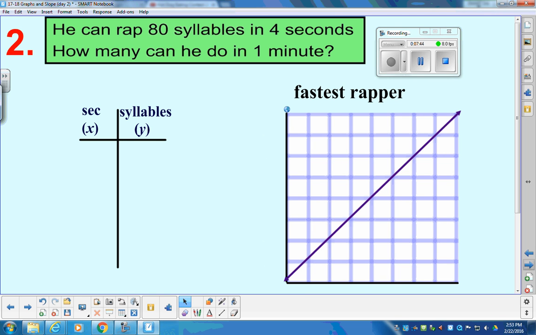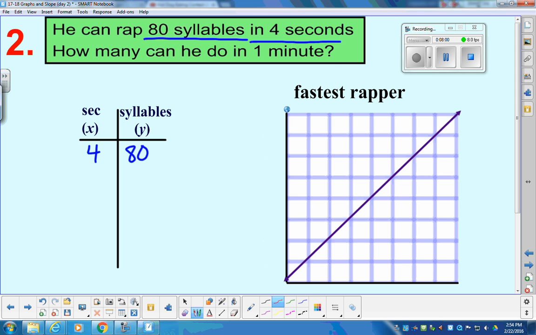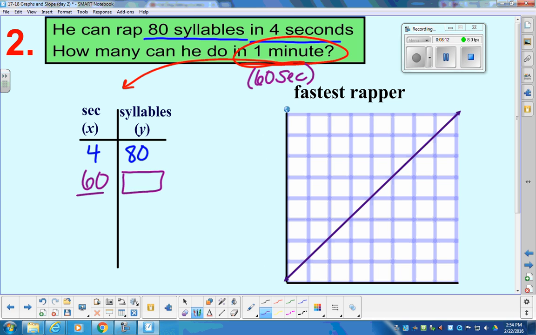In box number 2, he can wrap 80 syllables in 4 seconds. How many can he do in 1 minute? So we have 80 syllables, so we put 80 by the syllables, and we have 4 seconds, so we put 4 by the seconds. How many can he do in 1 minute? So where am I going to put the 1? I don't have anywhere to put it. We know that 1 minute is the same as 60 seconds. So we could say 60 seconds, how many syllables can he wrap?